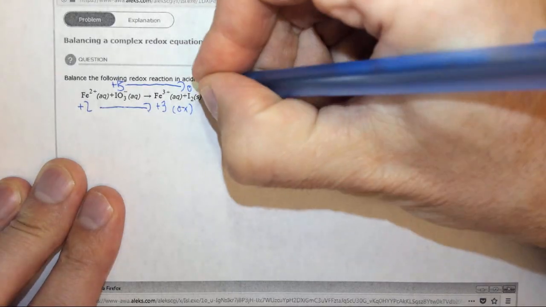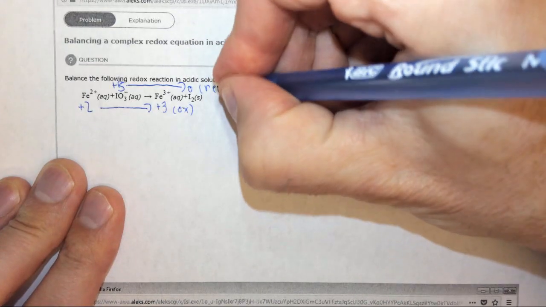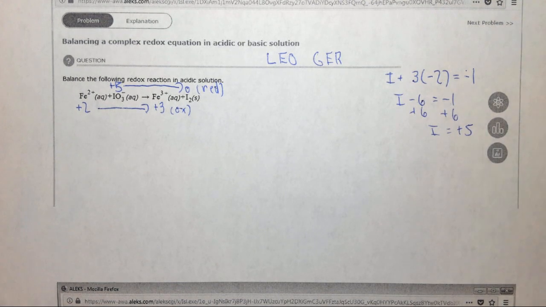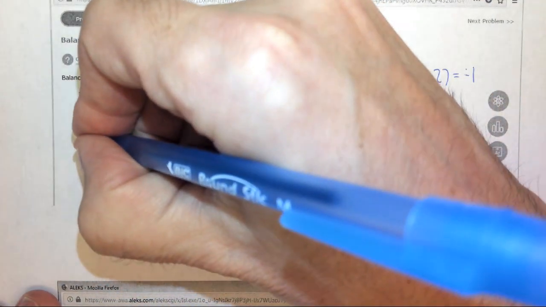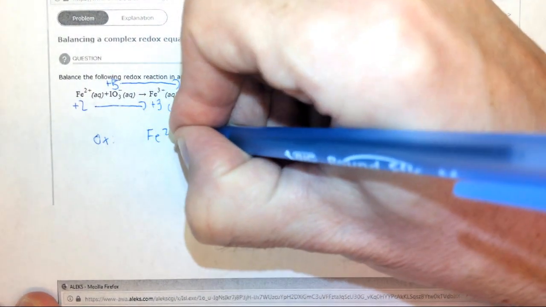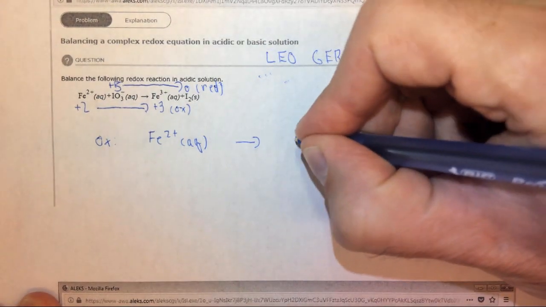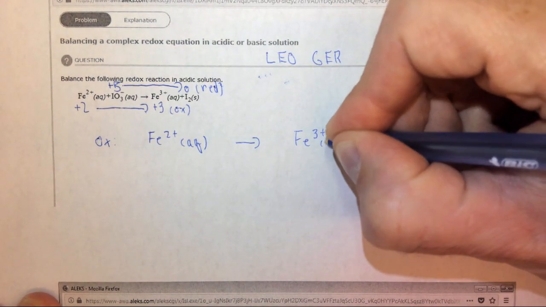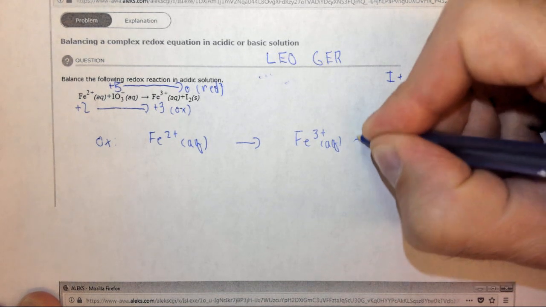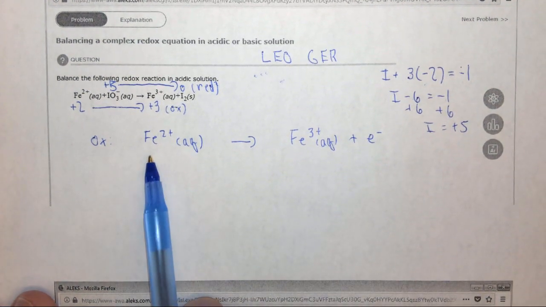So it gained 5 electrons. Gaining is reduction. So this is the reduction half reaction. So let's start with the oxidation half reaction. We have, in the oxidation half reaction, Fe2+ aqueous yields Fe3+ aqueous plus an electron. So that's our oxidation half reaction.